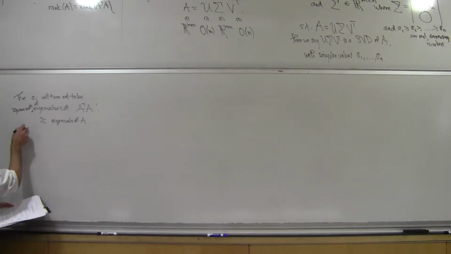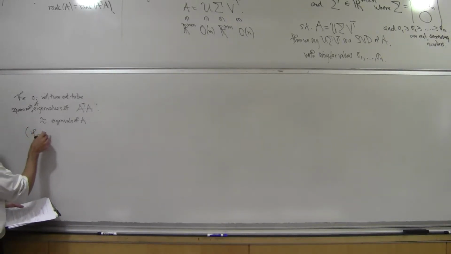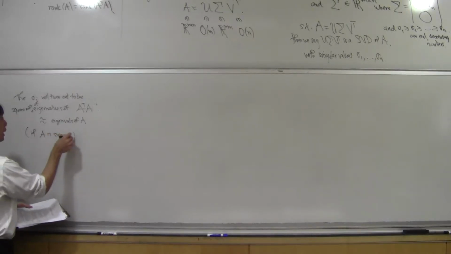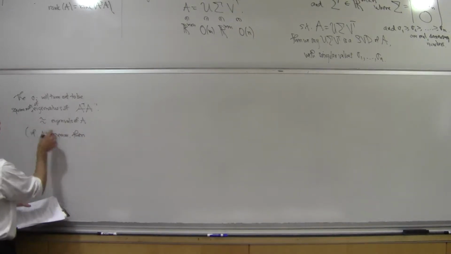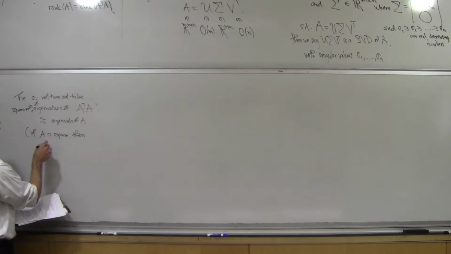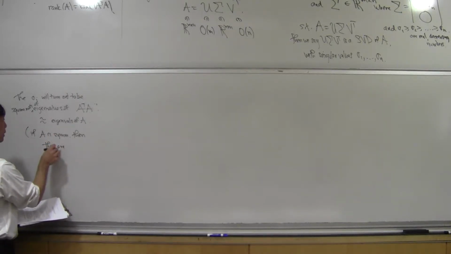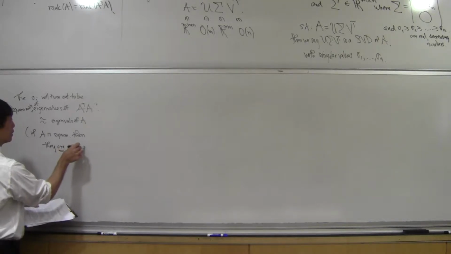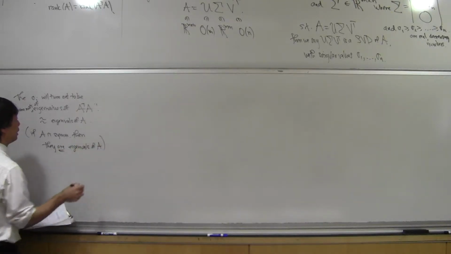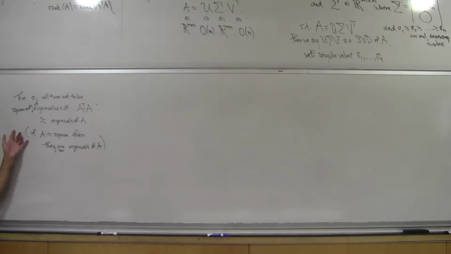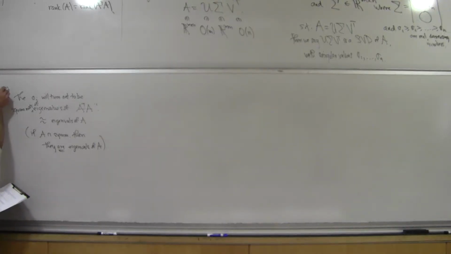There are no eigenvalues of A, but it's something like them. If A is symmetric, then they actually turn out to be the eigenvalues of A. If A is not symmetric, it's the square roots of the eigenvalues of A transpose A. Okay, so that's remark number one.